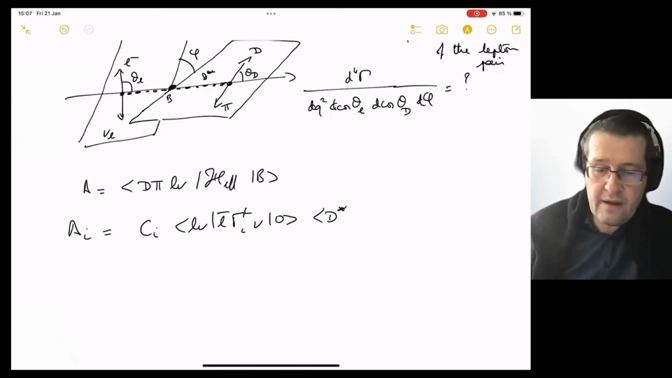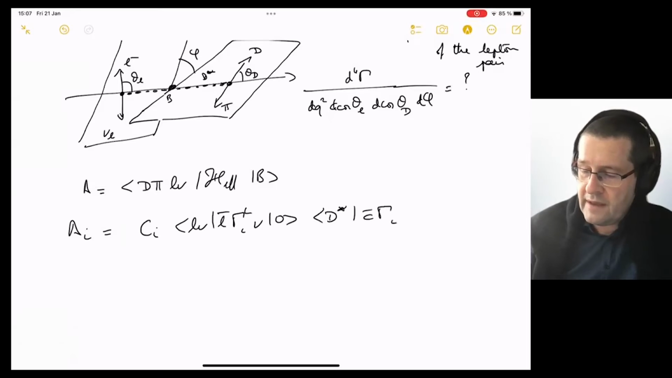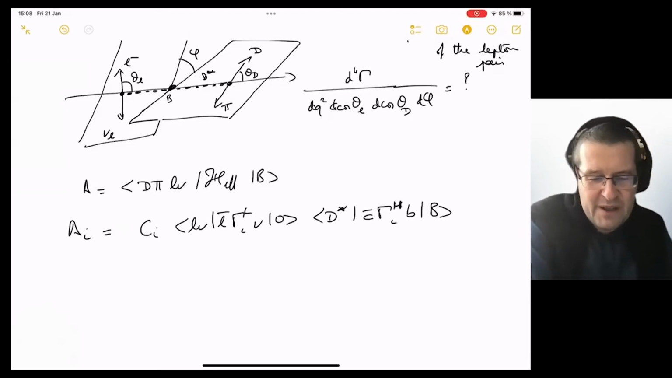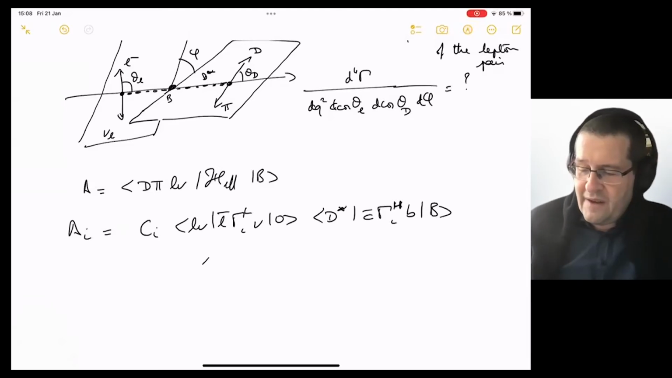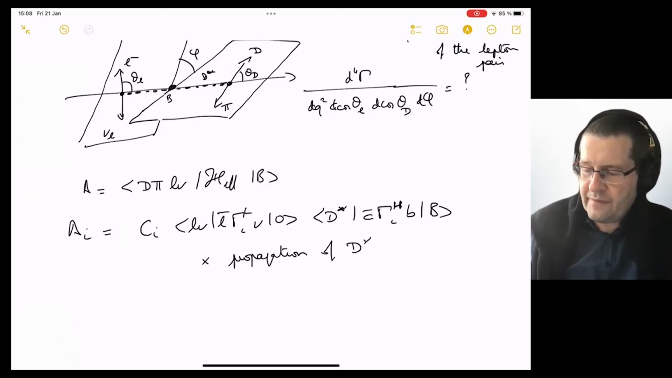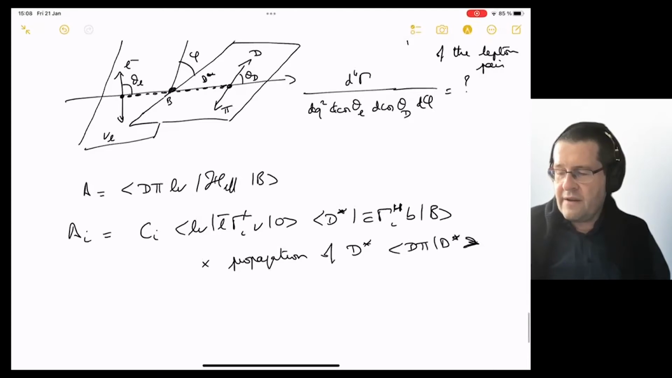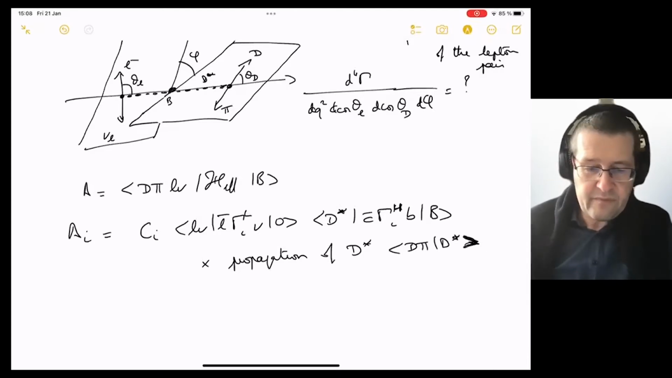Then the part that will give you the matrix element for the B to D star transition. And then you will have also something related to the propagation of the D star, and then something related to the decay of the D star into D pi.